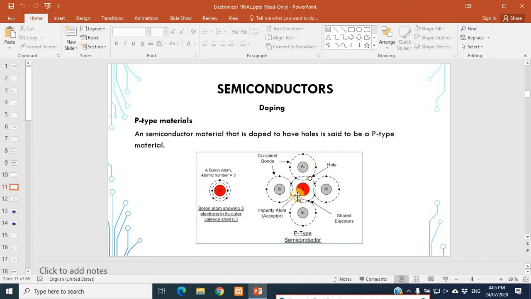material. The reason it is called p-type material is that the holes are considered to have a charge opposite to that of the electron. So if the electron is negative charge, then the hole is positive, hence p for positive, p-type material. So when a semiconductor material is doped such that it has free holes inside, it is called a p-type material.